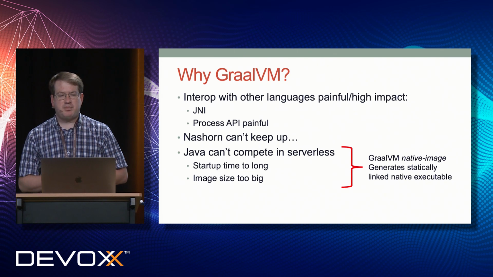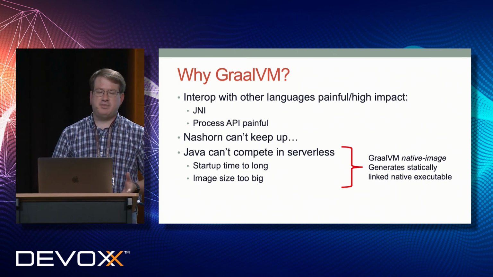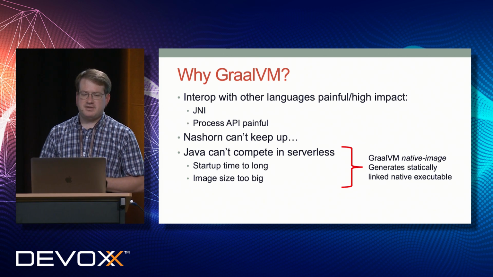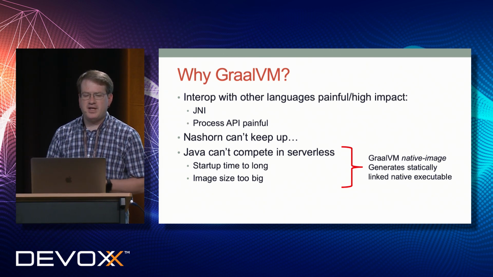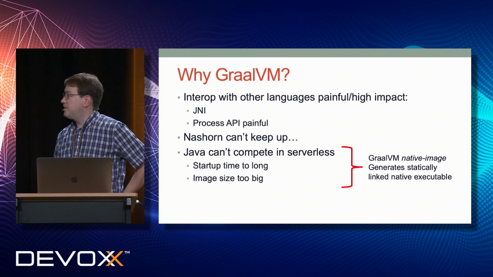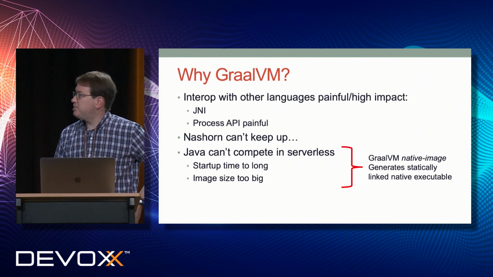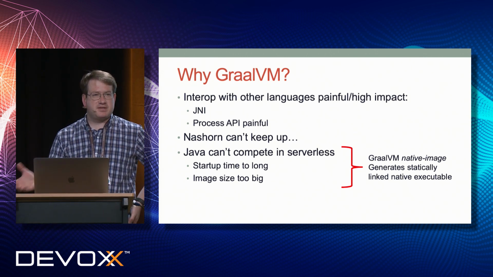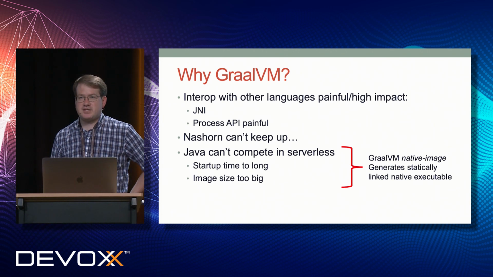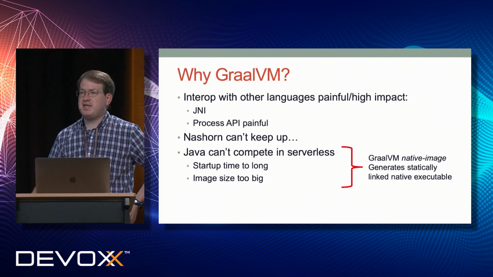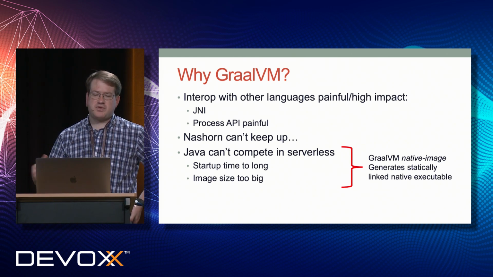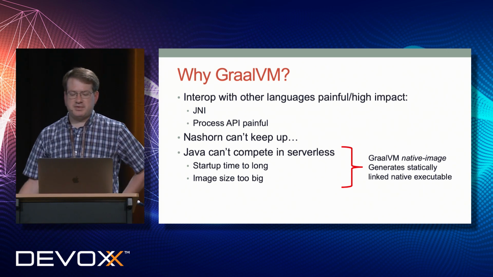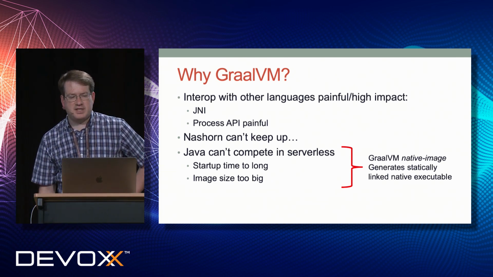So why GraalVM? Well, interoperation with other languages has traditionally been very painful and high impact. If you've ever tried to interact with C code via JNI, you know what a rat's nest that can be, and the challenges you can run into doing that. Also, the process API is extremely painful to work with. Also, Nashorn can't keep up. If you've tried running JavaScript on Nashorn, you realize that it's stuck about 5 years ago. When Nashorn was developed and released, JavaScript was getting changes every 10 or 15 years. Now every year JavaScript is changing, and Nashorn's approach of compiling JavaScript down to bytecode hasn't been able to keep up and is extremely resource intensive to maintain, and hence the reason why it's being dropped.